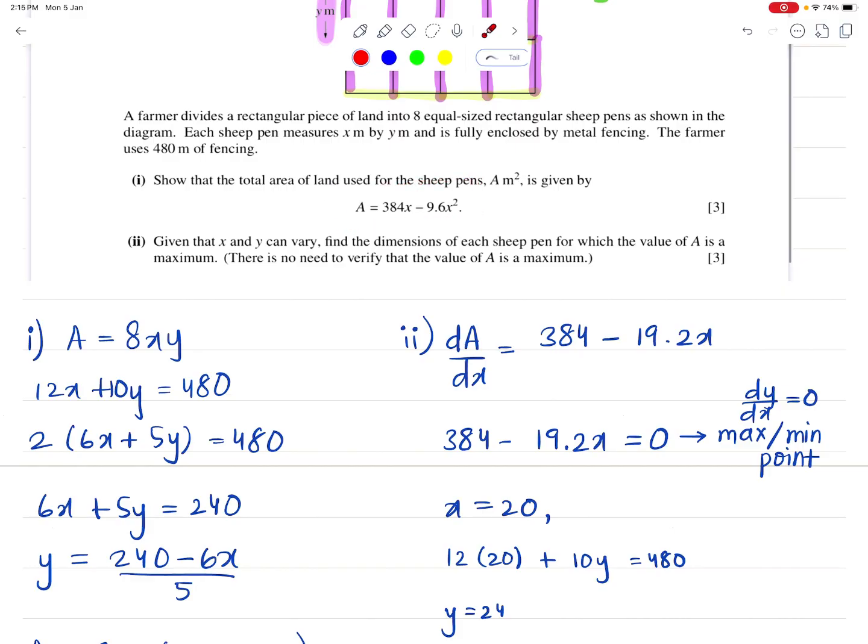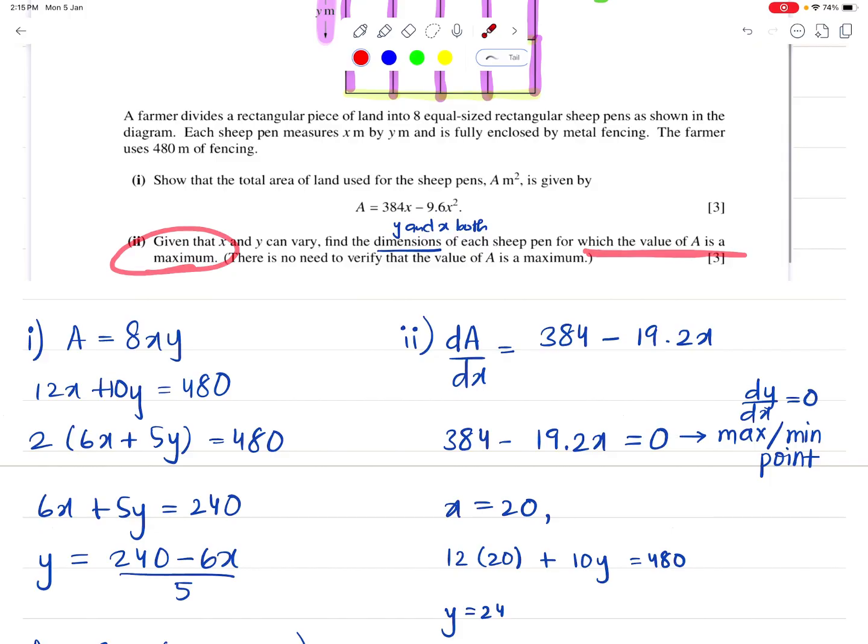So part 1 is done. Let's have a look at part 2. It says, given that x and y can vary, find the dimensions of each sheep pen. Now, where it says dimensions, it means you need to find y and x both. So, it says sheep pen for which the value of a is a maximum.